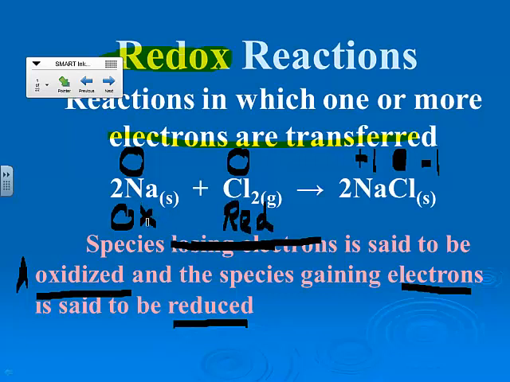And also, since sodium is what is oxidized, it is causing the chlorine to be reduced, so it's also the reducing agent. And chlorine is being reduced, but it's causing sodium to be oxidized, so it's also the oxidizing agent.